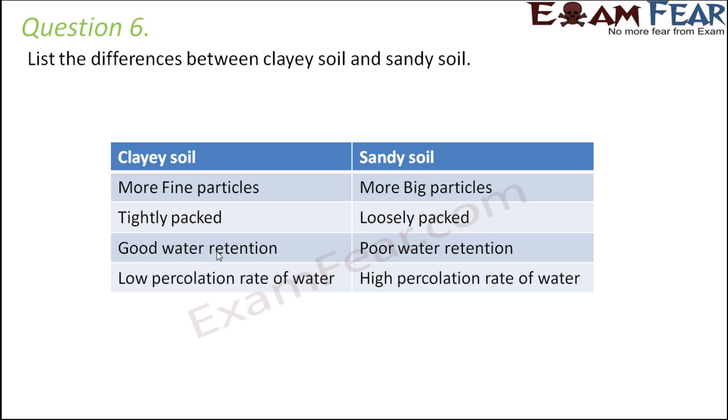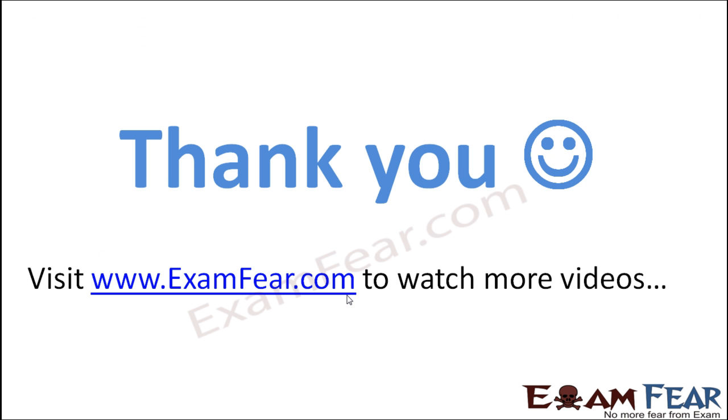Clayey soil, good water retention because they are tightly packed, so tiny spaces, whatever water reaches there, that gets locked. So a lot of water is held by this soil. Sandy soil, poor water retention because water just percolates through the big spaces in between. So high percolation rate, low percolation rate for clayey soil and high percolation rate for sandy soil. So I think we have already discussed about the reasons behind all this.